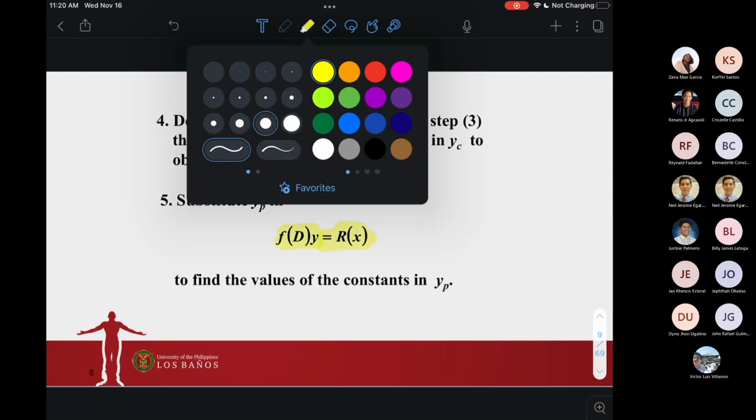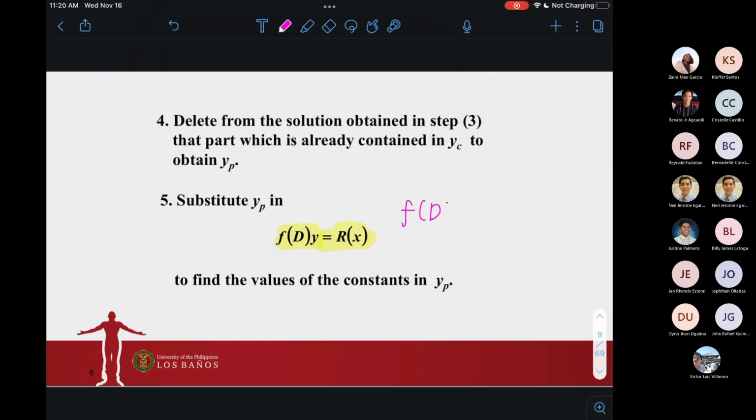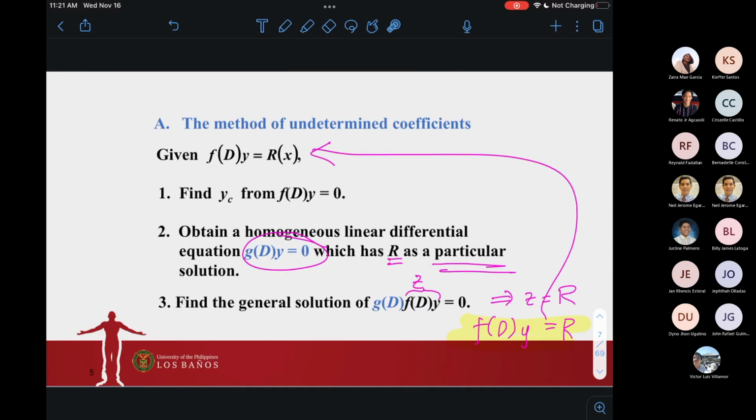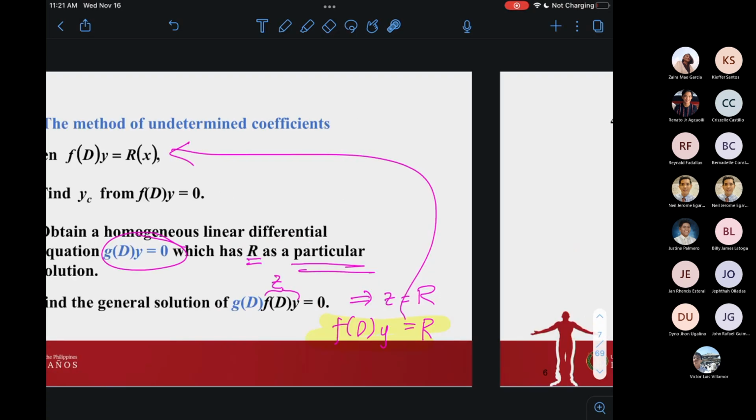So gagawin ko, i-apply ko si f capital D kay y sub p, kukunin ko yung expanded form. Okay? Simplify ko yan. Tapos i-compare ko to kay r of x. Kasi remember, yung nakuha natin sa step number 4 is a general solution. Kasi dun sa step number 3, ang gusto natin humanap ng general solution. So may mga arbitrary constants dito. May mga arbitrary constants dun sa solution na makukuha natin.